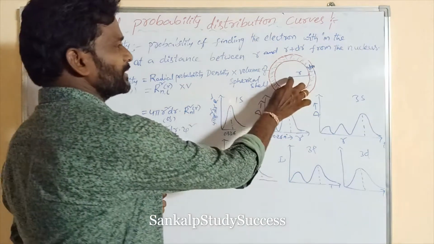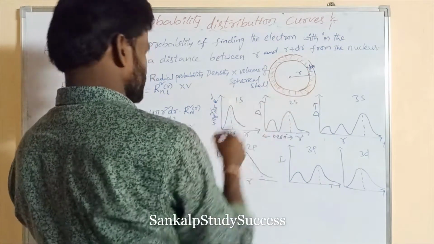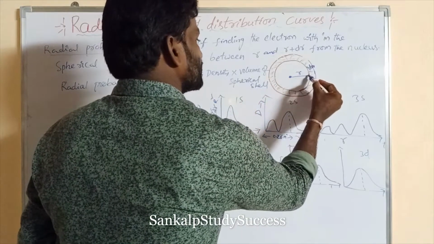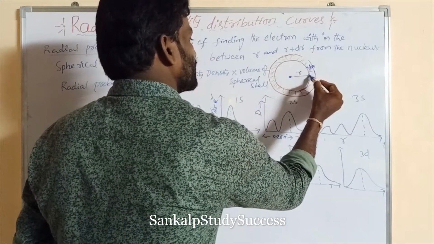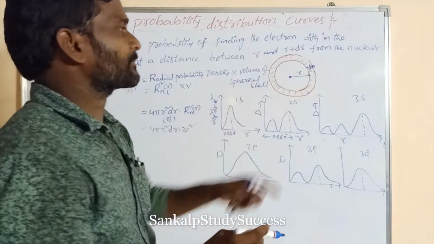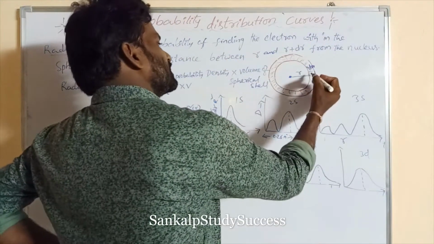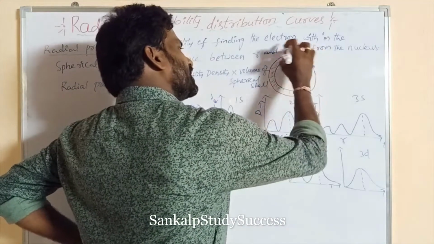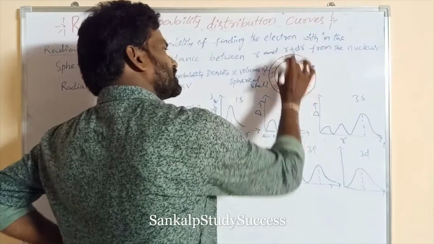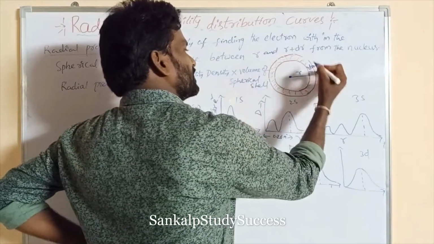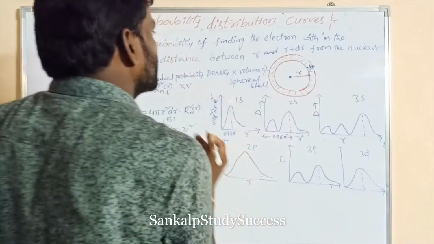So this is the nucleus. This is the atom, this is the nucleus, and this is the orbit. Here the electron is present. The electron revolves around the nucleus in a circular path. Its radius is r, and this is one spherical shell. Its thickness is dr.